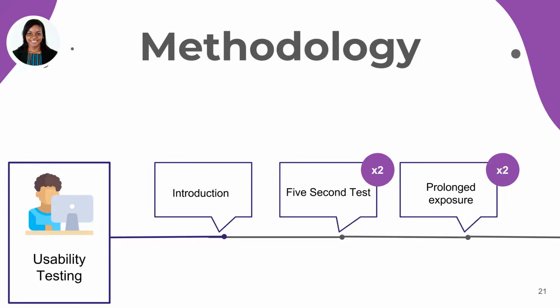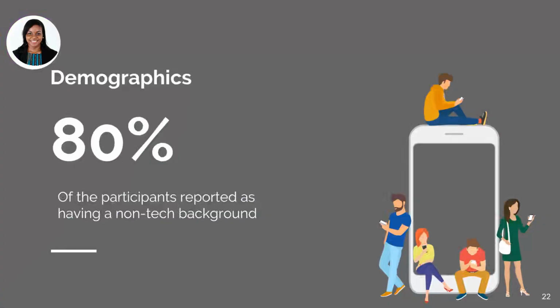And this was done to test glanceability. How this works is participants would have been shown the design for a total of 5 seconds. Then they were asked a few questions that would have tested what they would have recalled. Next, we would have shown them these designs for a longer time, then asked them probing questions. And this would have been done for both designs that they would have seen. We recruited a total of 15 participants, with 80% of the participants reported as having a non-tech background.